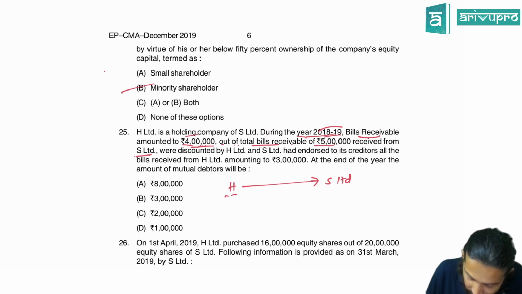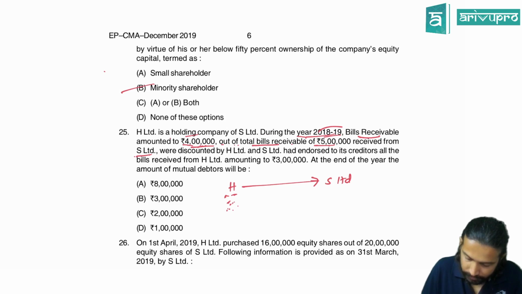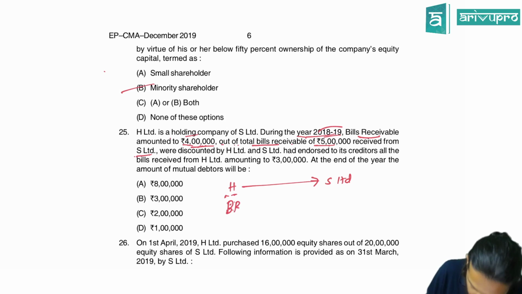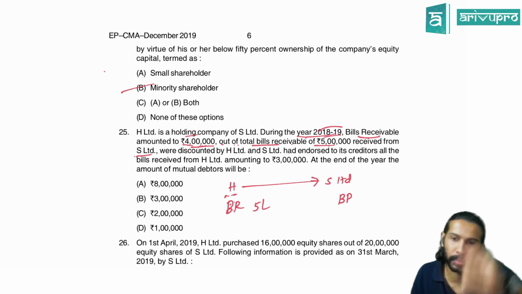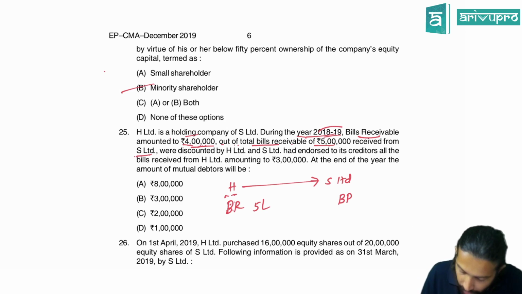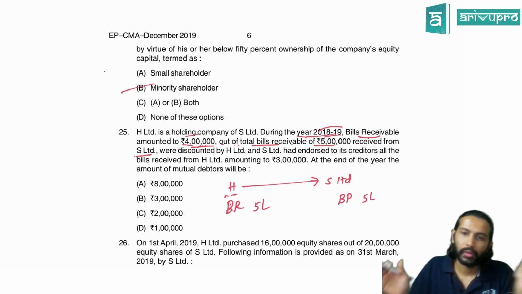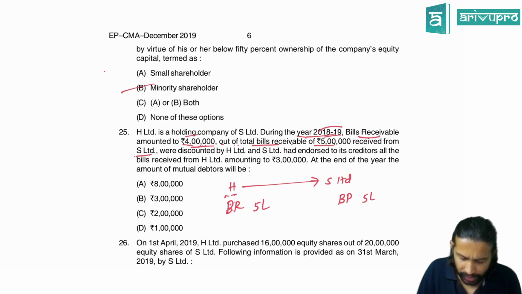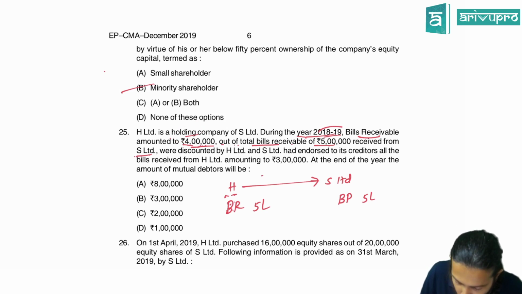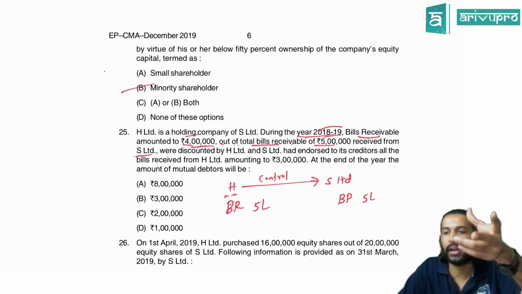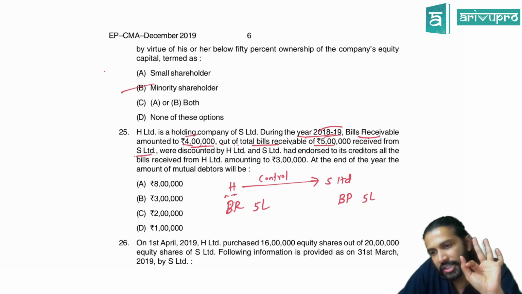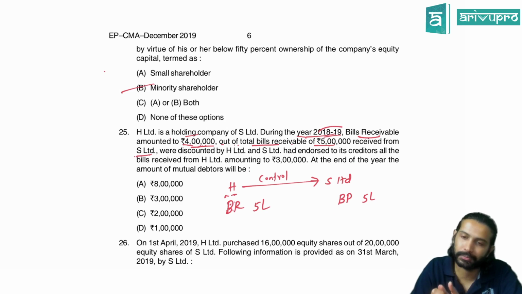That means H Limited has a bill receivable, the amount of which is 5 lakh, received from S. That means S is showing this as bills payable. For H, it is bill receivable, so for the other company, S, it will be bills payable. Amount is how much? 5 lakh. We have gone through this in consolidation. When you prepare consolidation, H is the holding company, no? So H has control over S Limited. When you prepare consolidated financial statements, these sorts of intercompany transactions like bills receivable, bills payable, debtors, creditors, loan given, loan taken, will get nullified. Why?